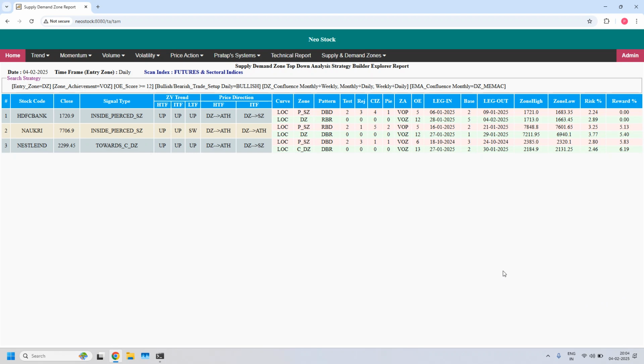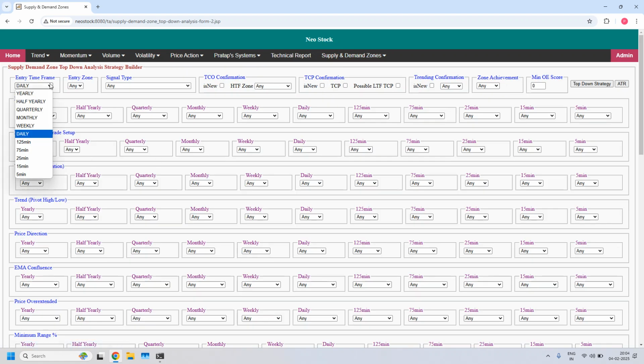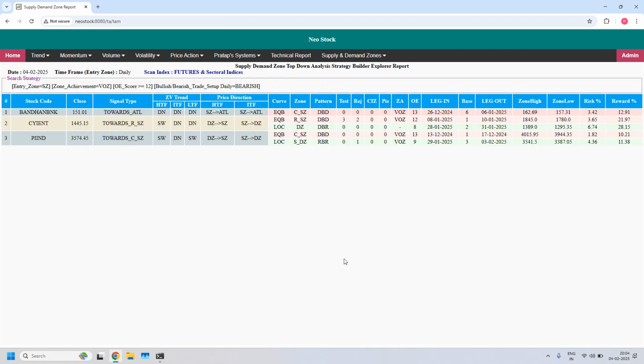Next, bearish trade setup for monthly income trade. Entry time frame is daily. Entry zone is supply zone. In bullish or bearish trade setup, at a daily time frame, I am selecting bearish and filters zone achievement VOZ, minimum order enhancer score 12. Let's filter. We got 3 stocks.